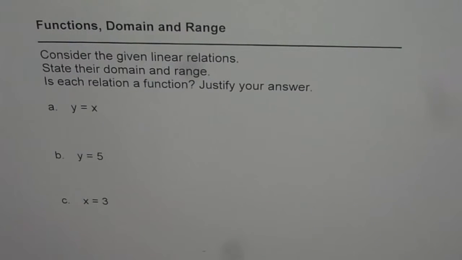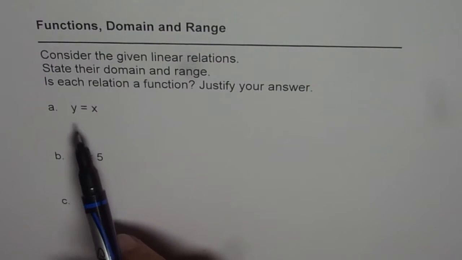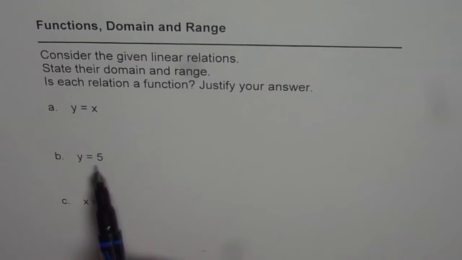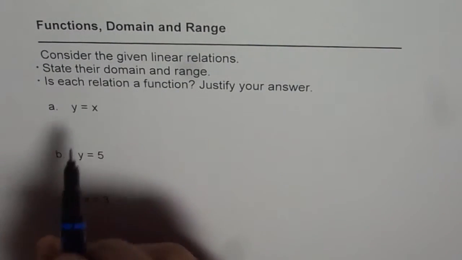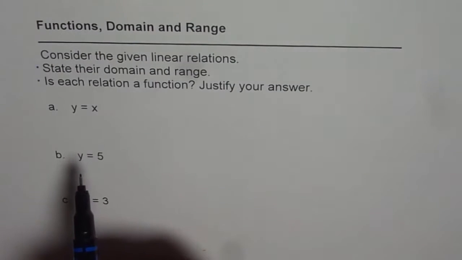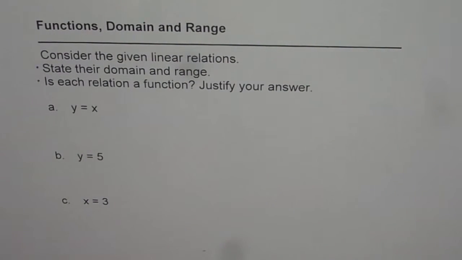Here is a very interesting example, and we will try to understand whether these equations represent functions or not, and we'll also find their domain and range. So let us consider the given linear relations, which are y equals x, y equals 5, and x equals 3. Now what you need to figure out is, first, state their domain and range, and then, is each relation a function? Justify your answer.